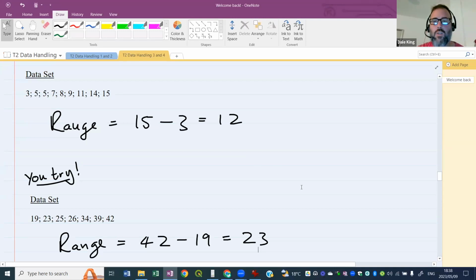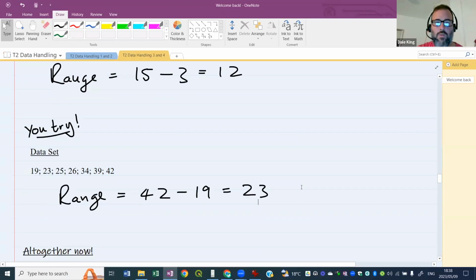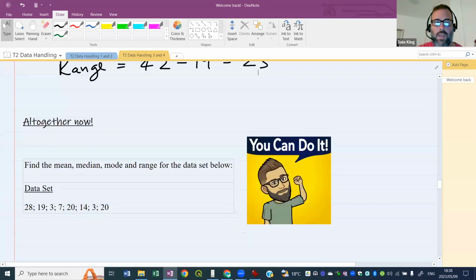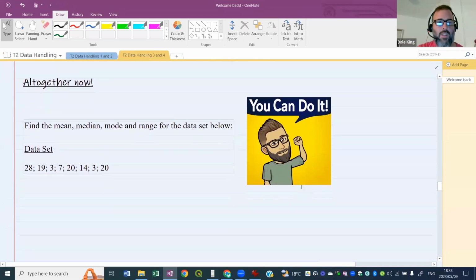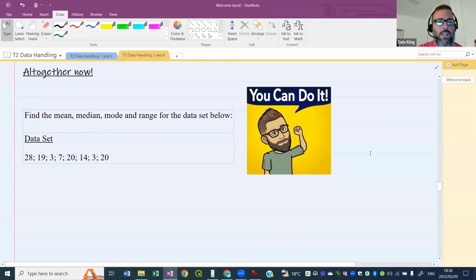All right. So we've done 3 measures of central tendency, mean, median, and mode. And we've done 1 measure of spread or dispersion, which is range. I'm sure you guys have done this before. So now let's put it all together. Okay, here we go. Here's your data set. Please will you find the mean, median, mode, and range for the data set below.